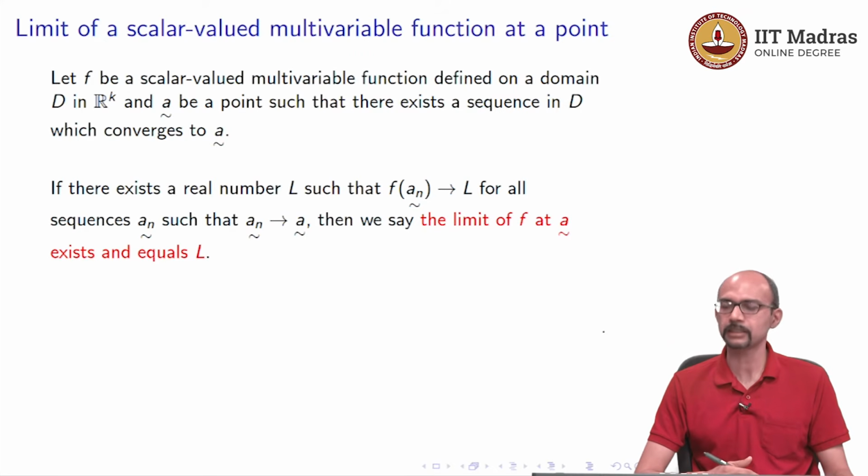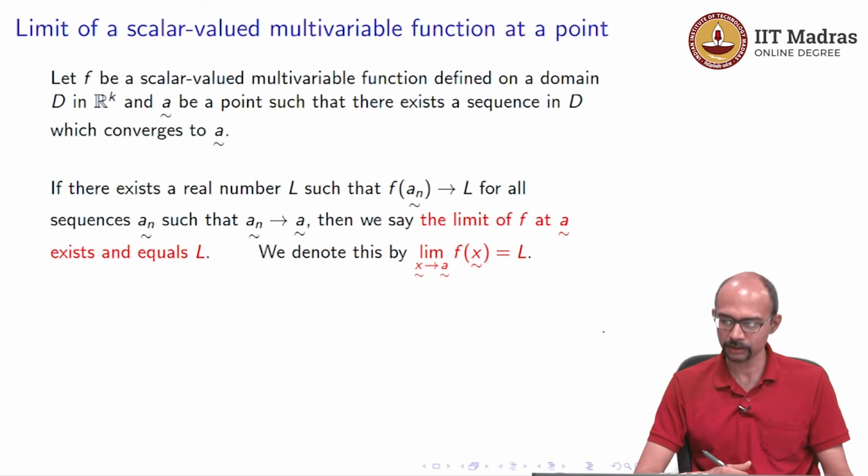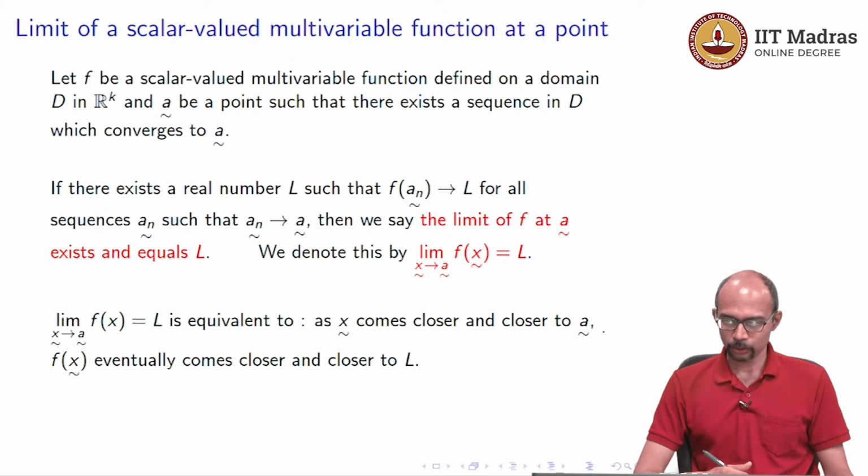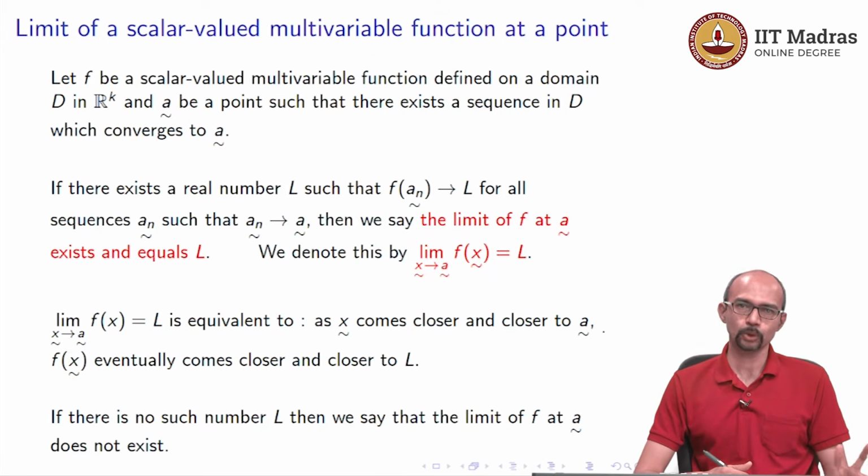If there exists a real number L such that f of A_n tilde tends to L for all sequences A_n tilde such that A_n tilde tends to A tilde, then we say that the limit of f at A tilde exists and equals L. This is again a direct generalization of what we have seen in one variable calculus. We denote this by limit as x tilde tends to A tilde of f of x tilde is equal to L. This is the same as saying that as x tilde comes closer and closer to the point A tilde, then f of x tilde eventually comes closer and closer to the number L. This is what it means for this limit to exist. And if there is no such number L, we say that the limit of f at A tilde does not exist.